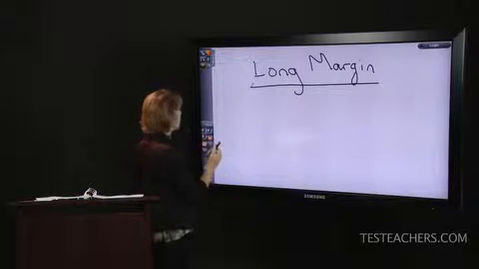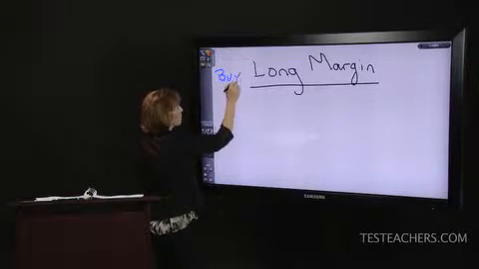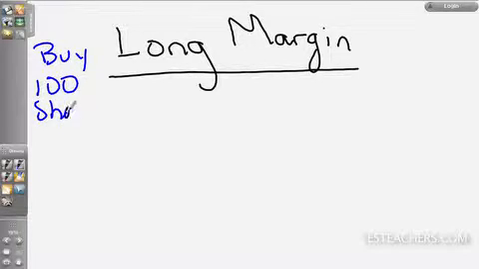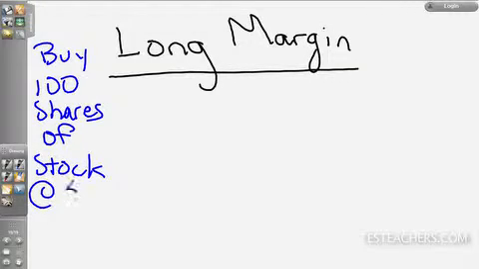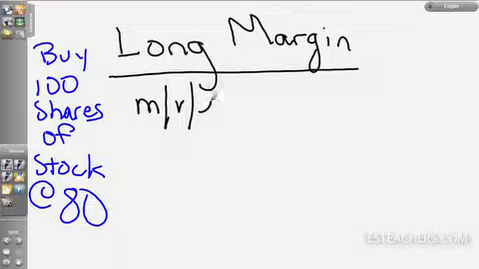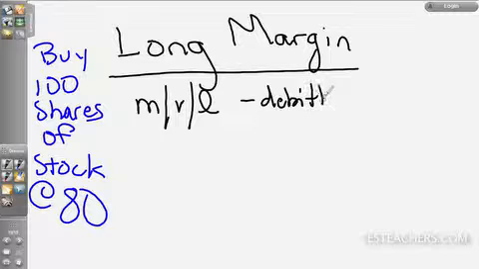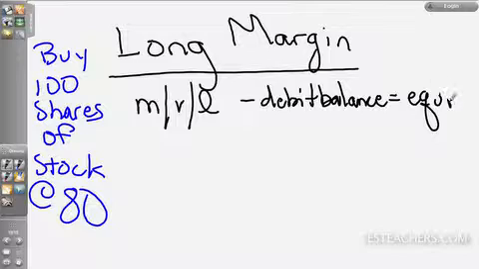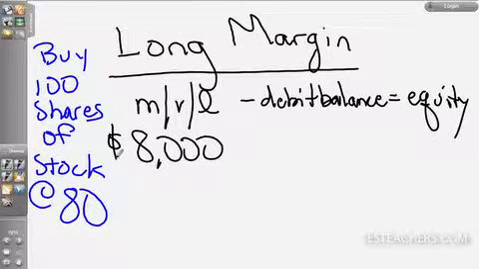Let's say that you decide to buy 100 shares of stock at $80 a share. So the formula in our long margin account looks like this. It's market value long minus the debit balance, this is the loan amount, equals your equity. So market value long, what we're buying, is $8,000 worth of stock.